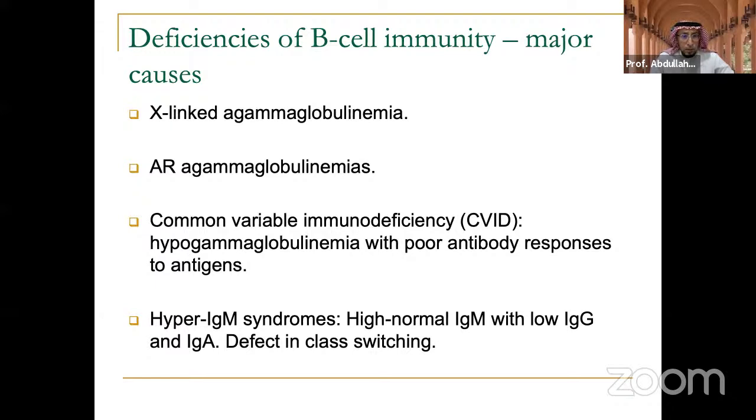So, defects in T or B cell immunity may present, as you'll hear from my colleagues later, as very early onset inflammatory bowel disease. Regarding deficiencies of B cell immunity, there are so many defects that can lead to this, including the classic prototypic example, X-linked agammaglobulinemia, which is Bruton's disease, autosomal recessive agammaglobulinemia, common variable immune deficiency, CVID, which is hypogammaglobulinemia with poor antibody responses to antigens, and hyper-IgM syndromes, characterized by high or normal IgM with low IgG and IgA, because they have a defect in class switching from IgM to other isotypes.